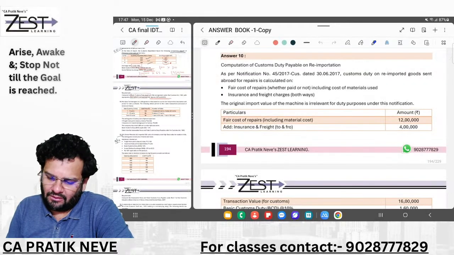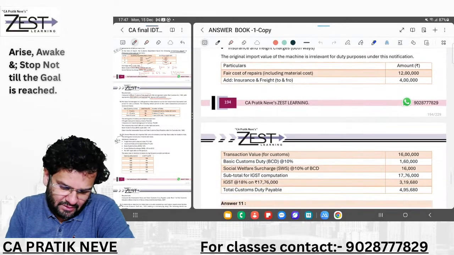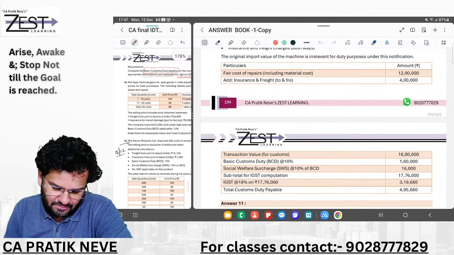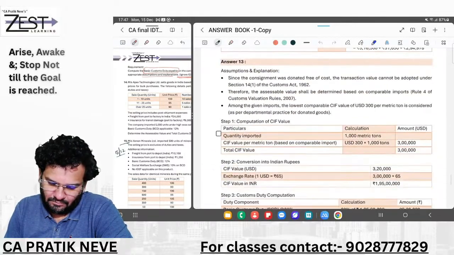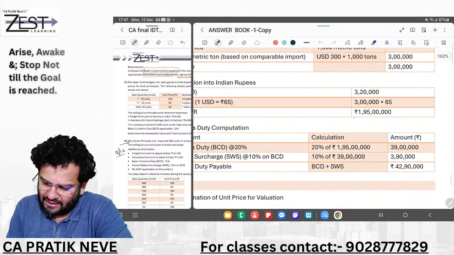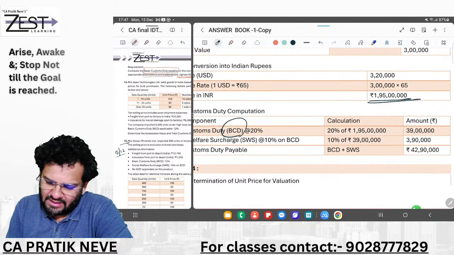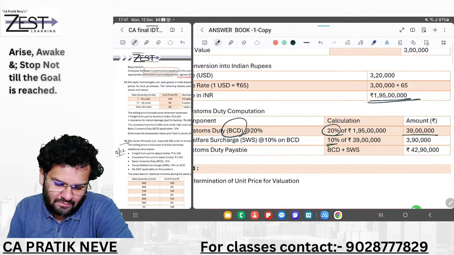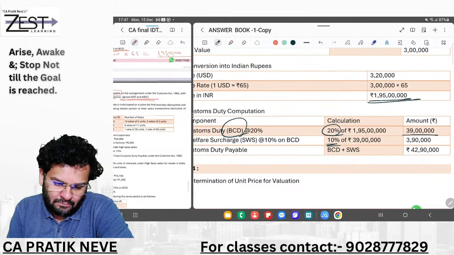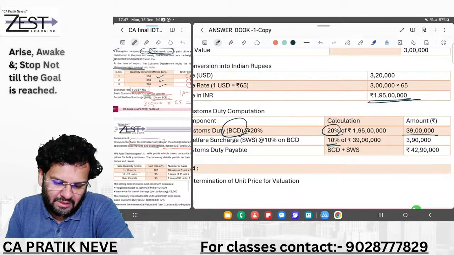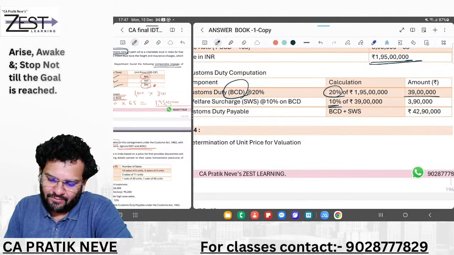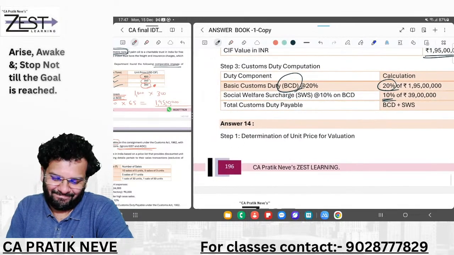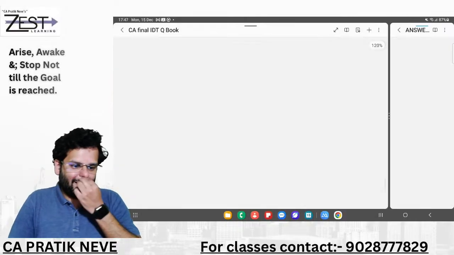On that you will calculate basic custom duty. It's your question number 13, right? See, 1 crore 95 lakh. Now on that you will calculate basic custom duty at the 20% given, and on that SWS at 10%. BCD was given, SWS is always there at 10% of BCD. That's it. Let's go ahead and solve it.